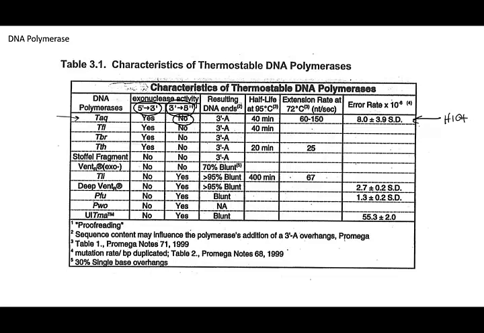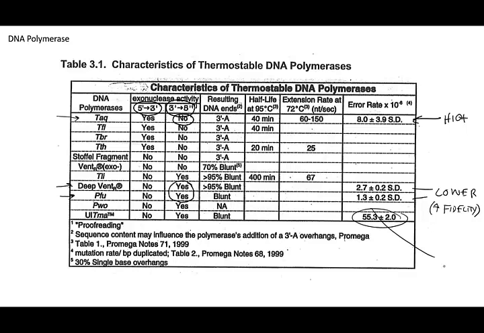Now we jump down to the bottom. We have a couple of polymerases here that do have 3' to 5' exonuclease activity. And you can see that relative to that first one, they have a much lower error rate. And another way to say that is that they have very high fidelity. So fidelity is just another way of saying accuracy. So the 3' to 5' exonuclease activity means they're very accurate.